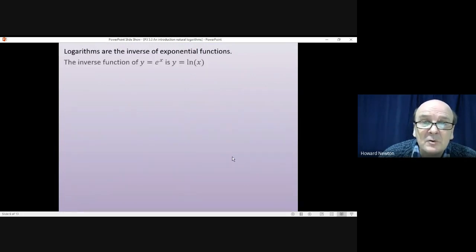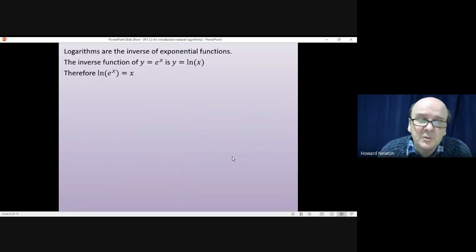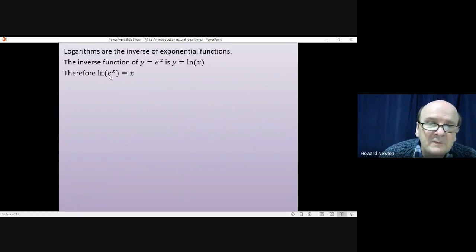Now, as we said, logarithms are the inverse of exponential functions. The consequence of that is that if you have the log of e to the x, the log and the e, because they're inverse to each other, do just cancel each other out. So the log of e to the x equals x. So the log of e to the power of 2 would equal 2. The log of e to the power of 4 would equal 4. That's always true with inverse functions.